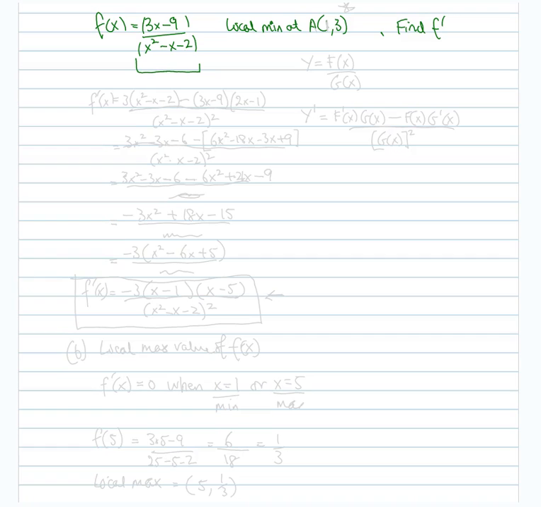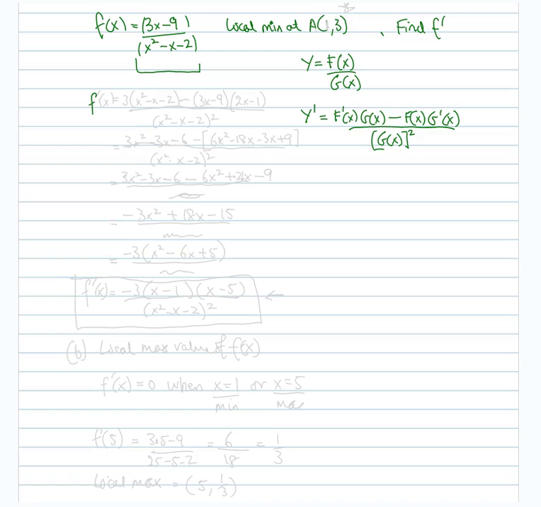So if we've got a function y equals f of x divided by g of x, then the derivative, it's similar to the product rule with a minor variation. So the derivative of the first times the second, minus the first one times the derivative of the second, divided by the second function squared. So that's just from the formula sheet. So all we have to do is apply that here.